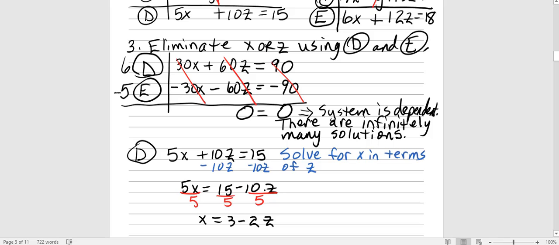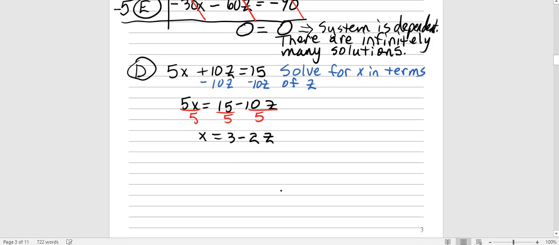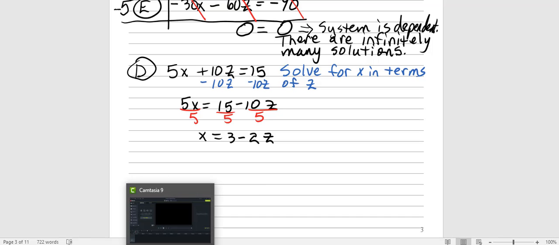15 over 5 is 3. Negative 10z divided by 5 is negative 2z. Okay, so that is what I obtain from equation D.